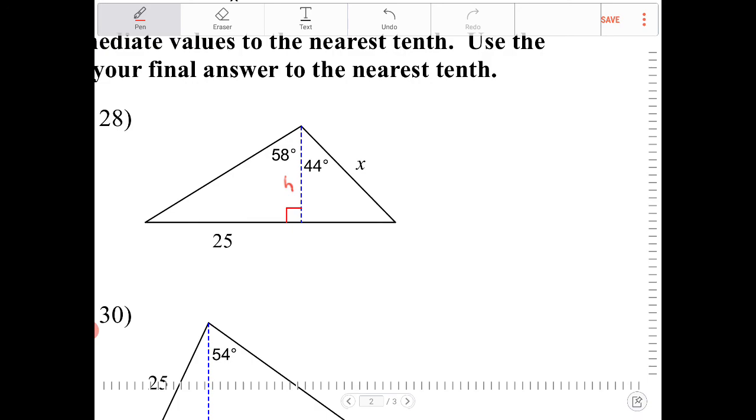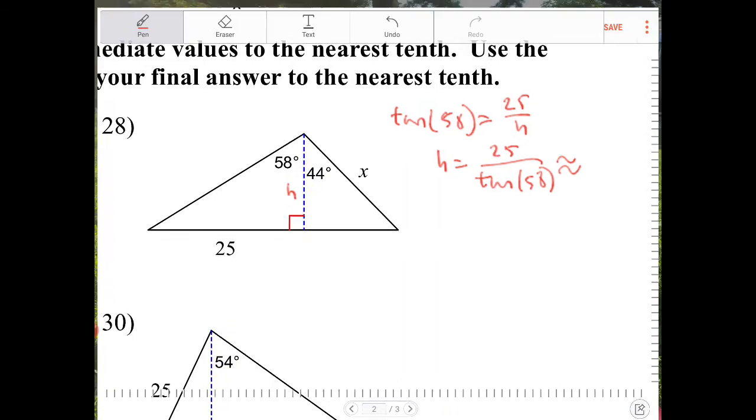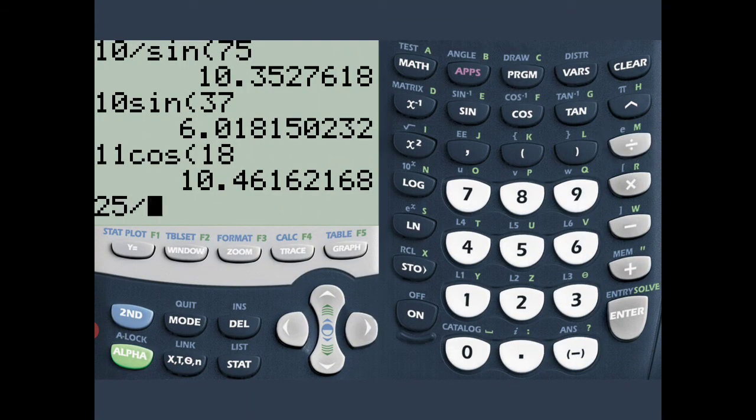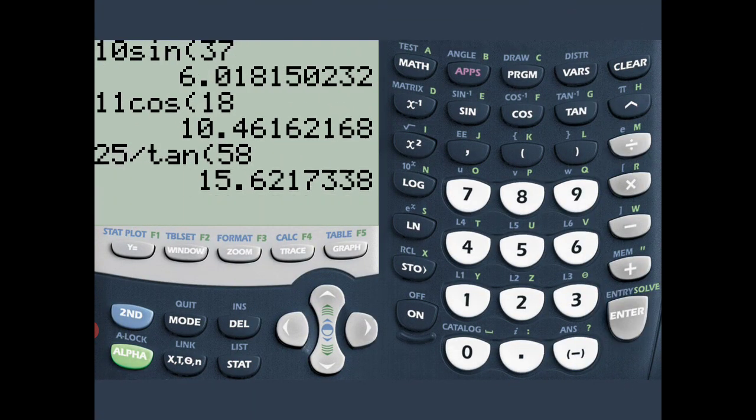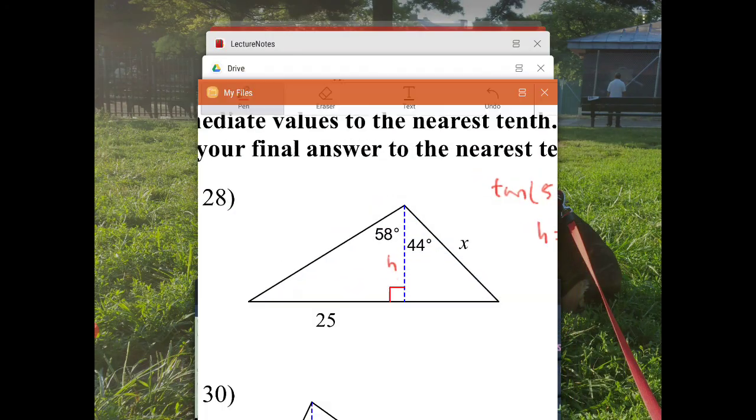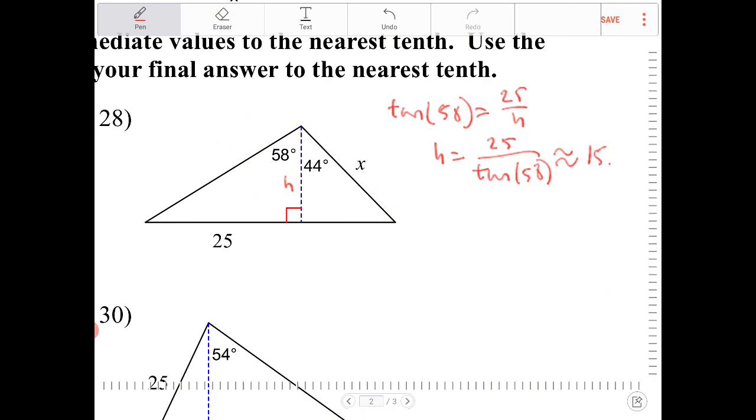So H is going to be adjacent to 58 and 25 is opposite. So I'm going to be using tangent of 58 is equal to 25 over H. So therefore H is equal to 25 over tangent of 58. And that is approximately equal to 25 divided by tangent of 58. 15.6. They said to round to the nearest tenth.